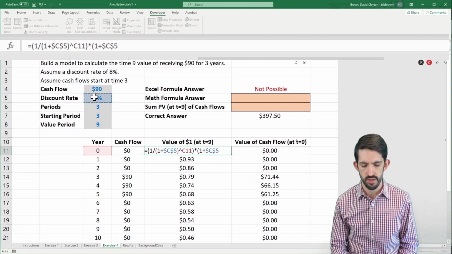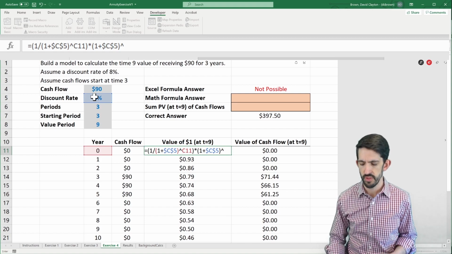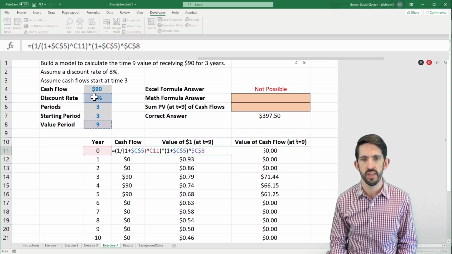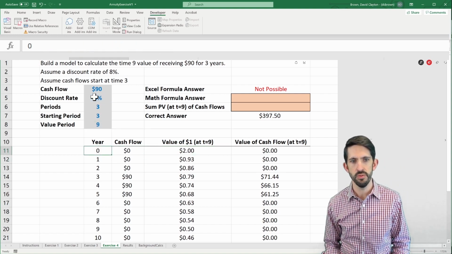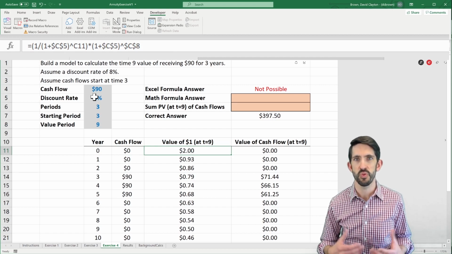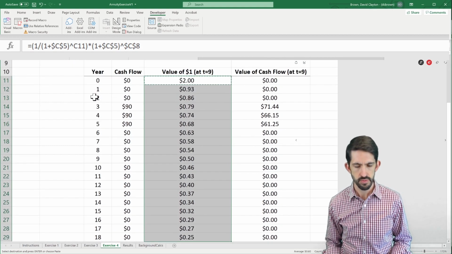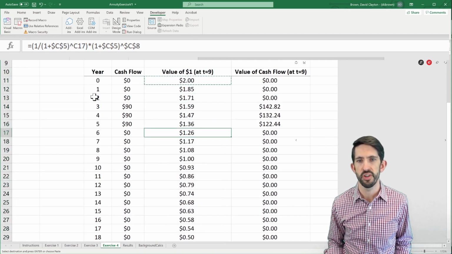F4 to lock that cell, raised to the, how many years do we need to move it? We need to move it 9 years. So our value period is 9. We'll lock that reference. And now we see that the cash flow at time 0 moved forward 9 years is worth $2, not $1. If we copy that down, the values early on have all increased to more than $1.